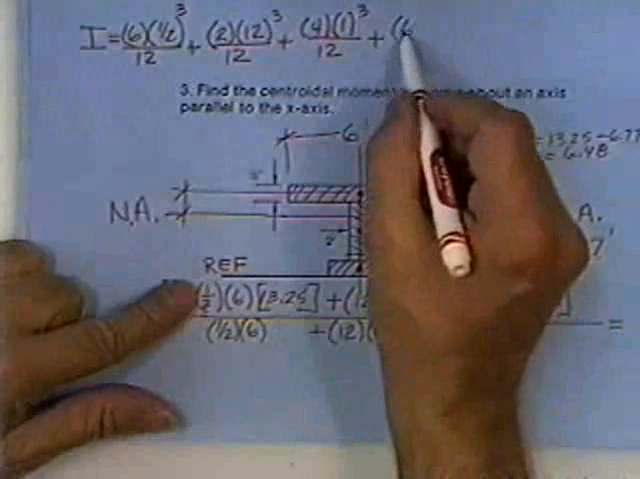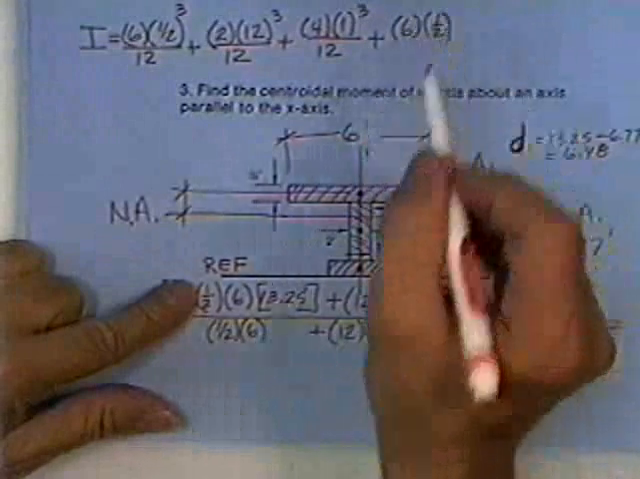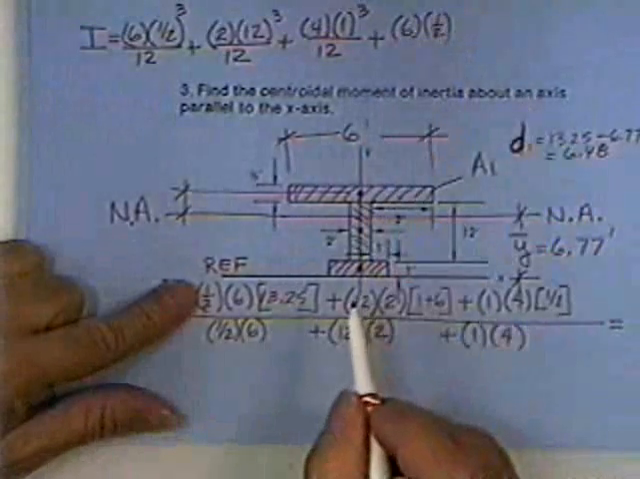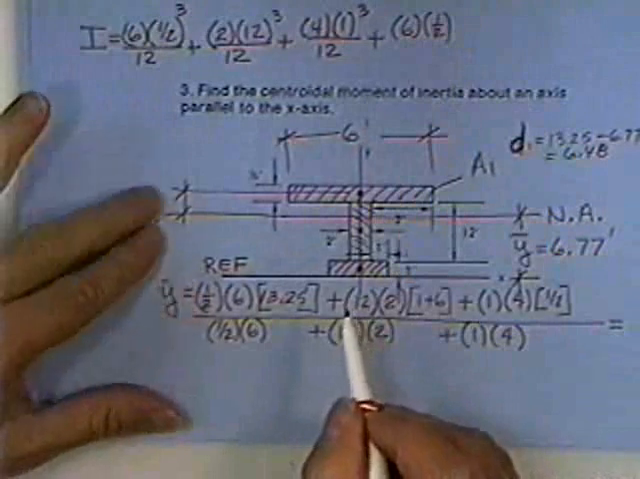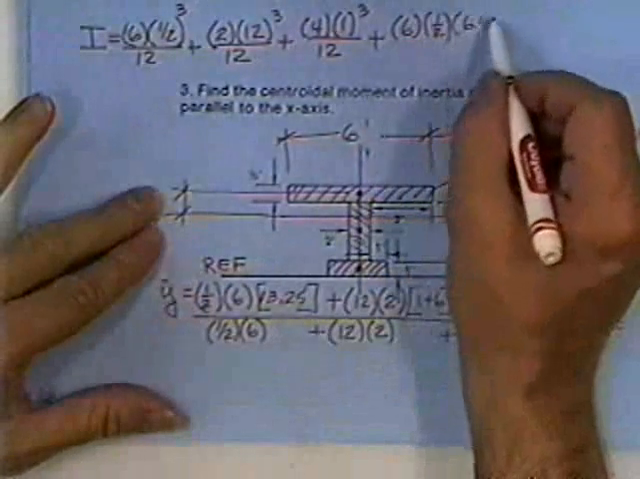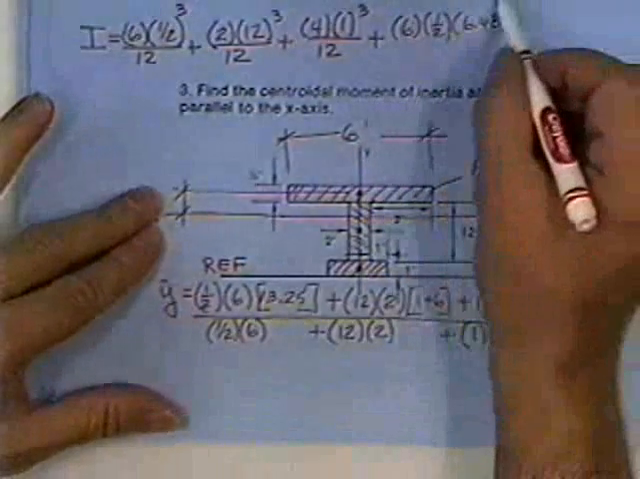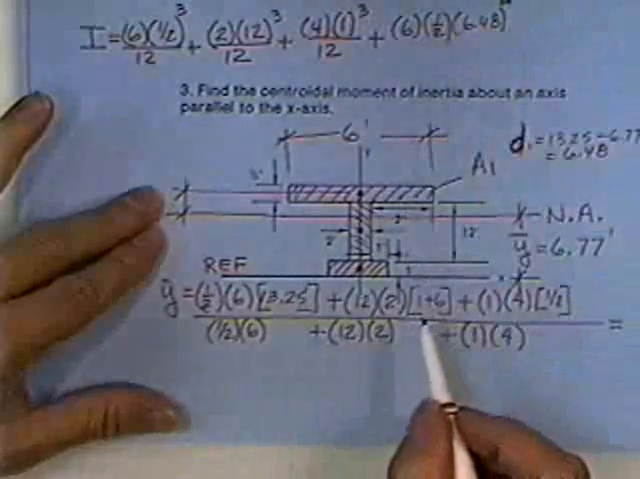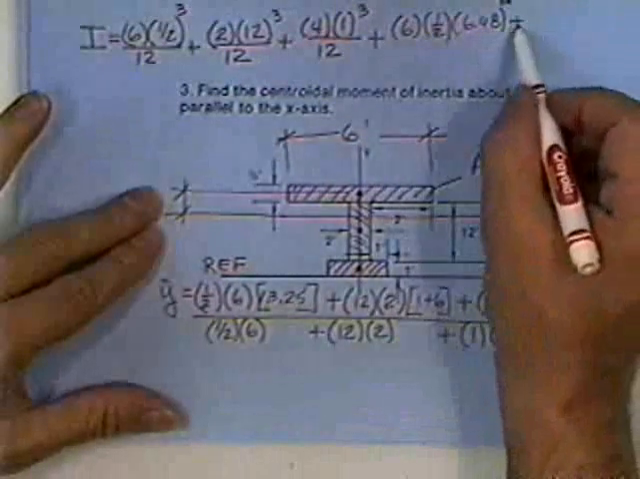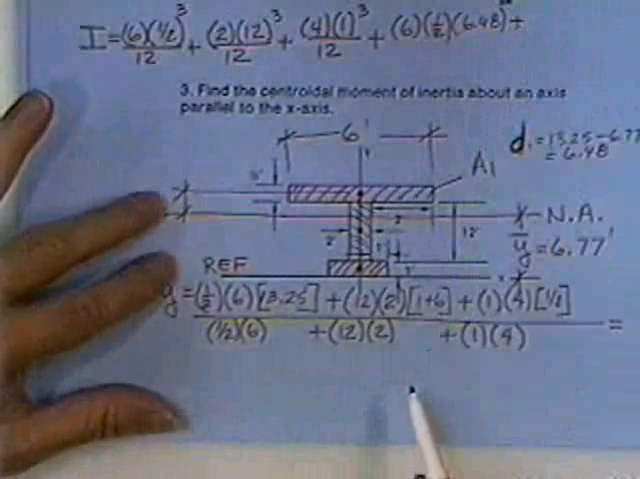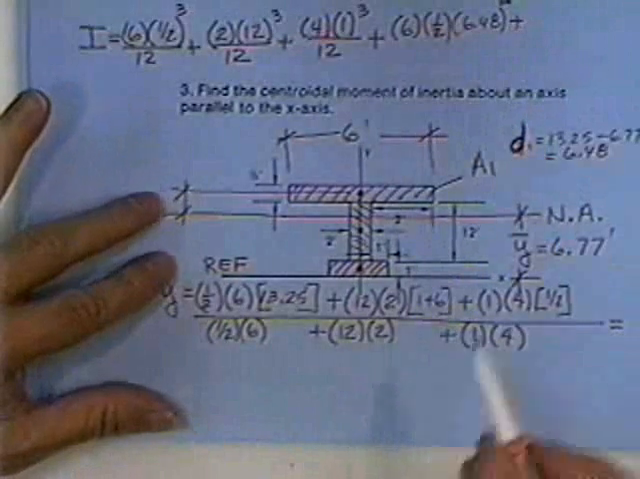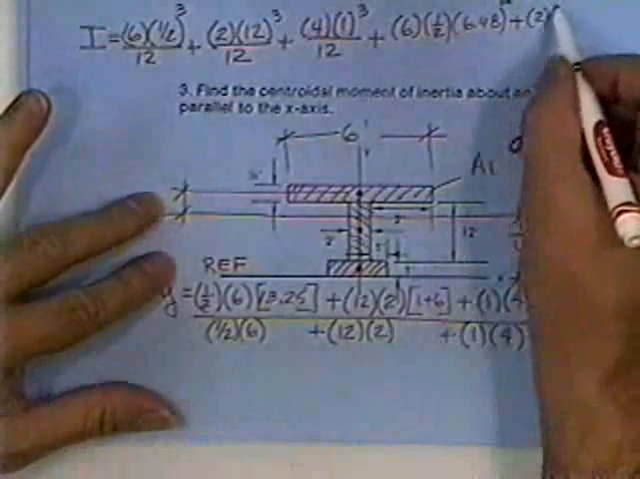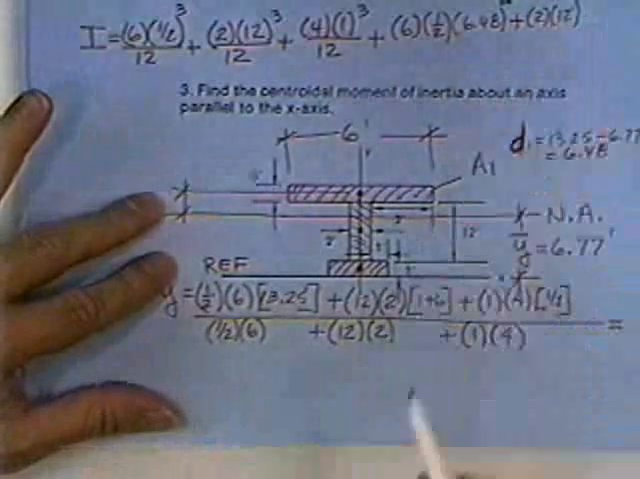Alright, so here's area 1, a 6 by a half. D1 is 6.48, and that number gets squared. Next, we'll take into account the little middle piece. The little middle piece is 2 feet across and 12 feet deep.